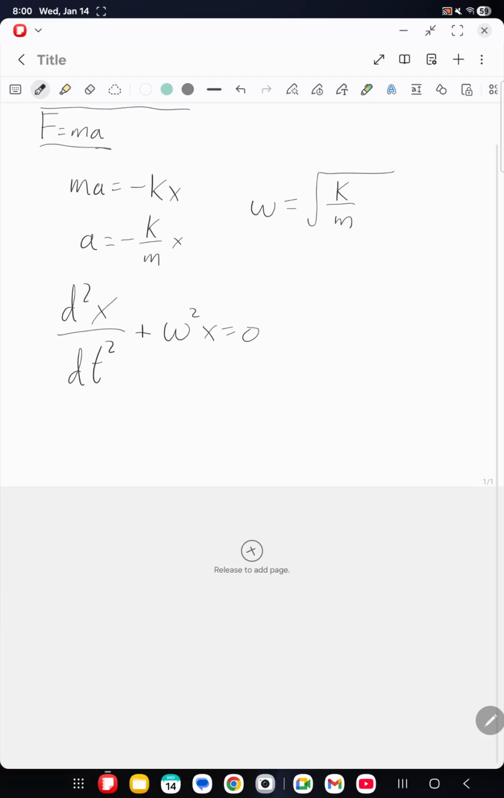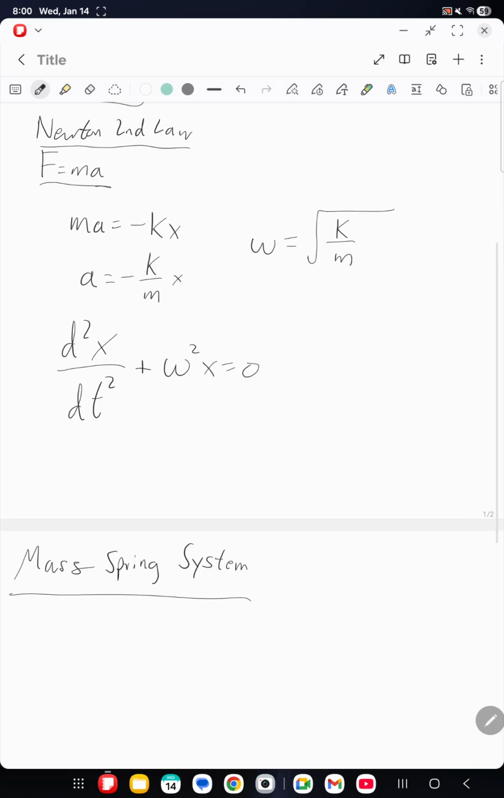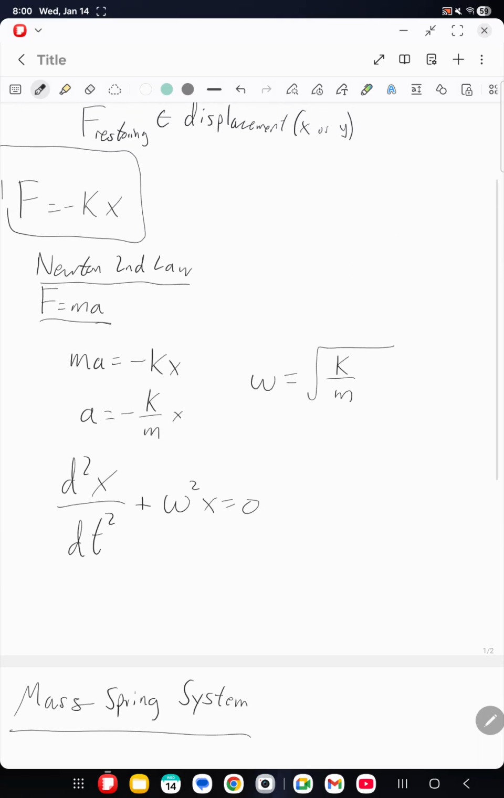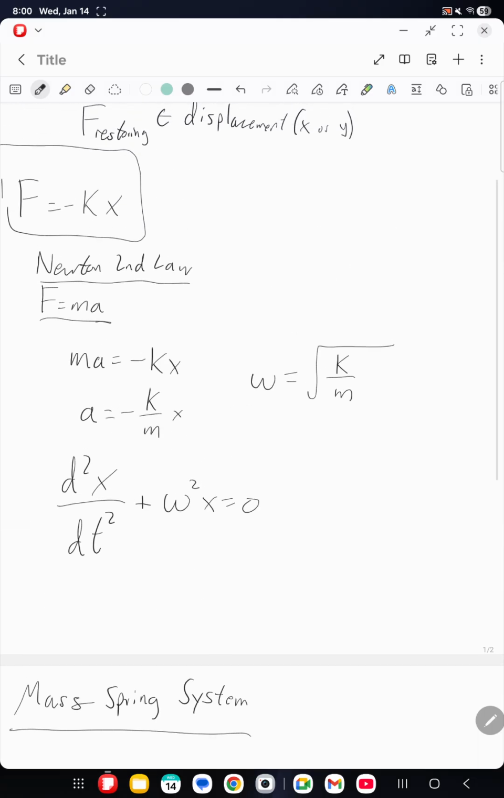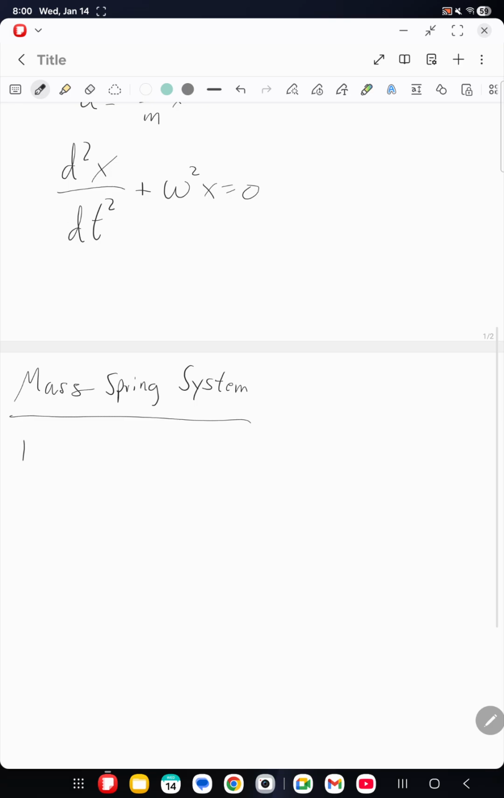So let's start talking about the mass spring system, in which we will use especially this equation and F equals ma. Of course F equals negative kx will be the most important equation, because this is Hooke's law, and Hooke's law is the law of the springs.